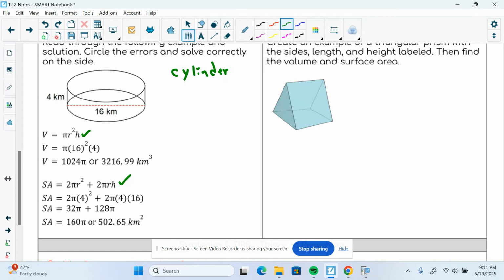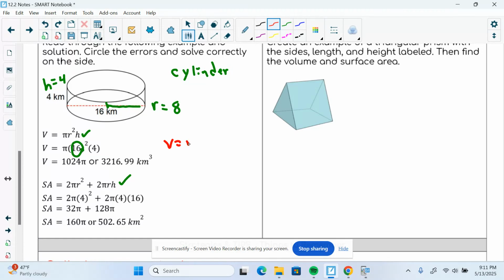Okay, so I need the r and the h. This is the h. H is 4. The diameter is 16. That would mean the radius is 8. Radius is always half the diameter. There's the radius. It's 8, half of the 16. Oh, they don't have the right radius. We need to put an 8 in there.